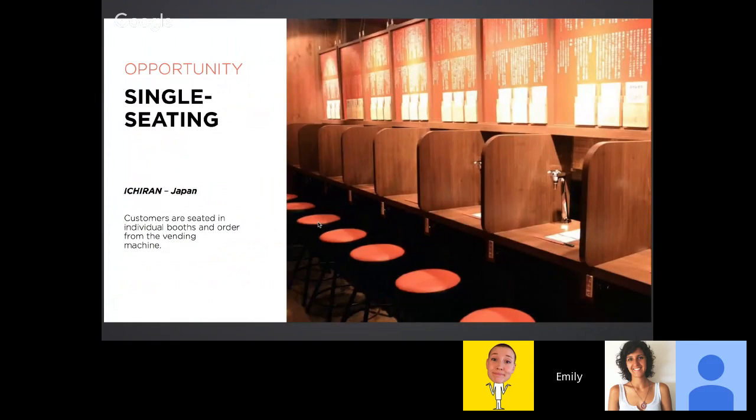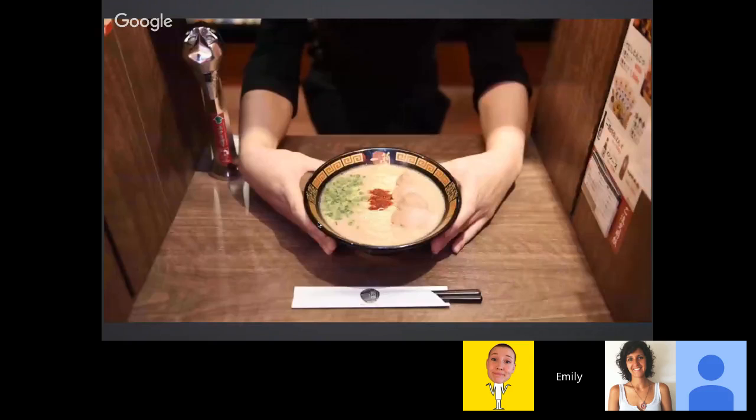Following the theme on single seating, Ichiran Ramen in Japan is also a great concept, where customers are seated in individual booths and order from the vending machine. Throughout the entire process, the diners will not even have to see any wait staff nor other customers. And the noodles will be served from the curtain right in front of you. This caters to the issue of the weird and uncomfortable perception of being alone, yet deals with the eating privacy issue.